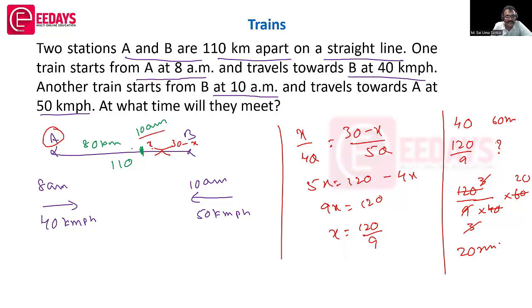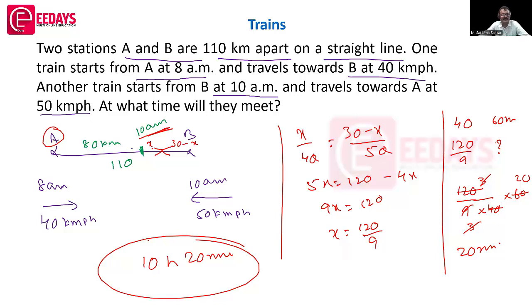Here, what is the time now? It is 10 a.m. After 20 minutes, both meet at the same point. So what is the answer? 10 hours 20 minutes, which is the required answer. Is it clear? Next one.